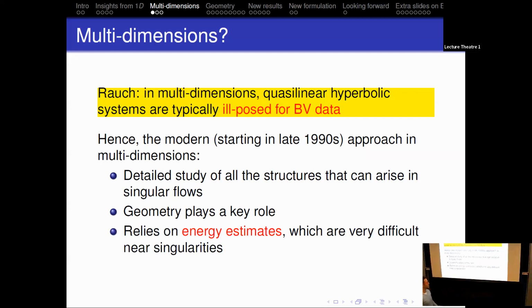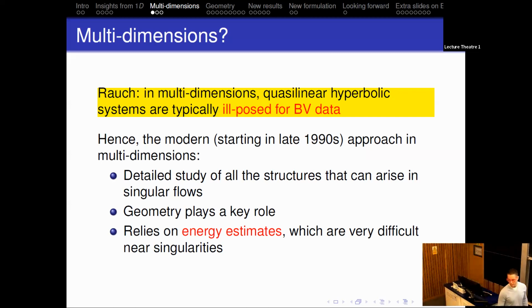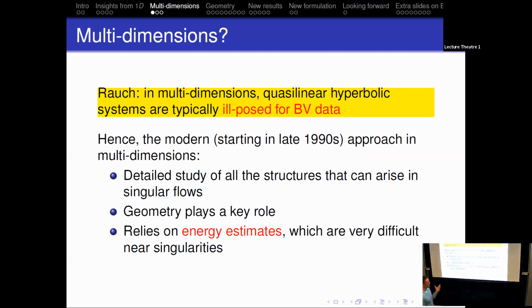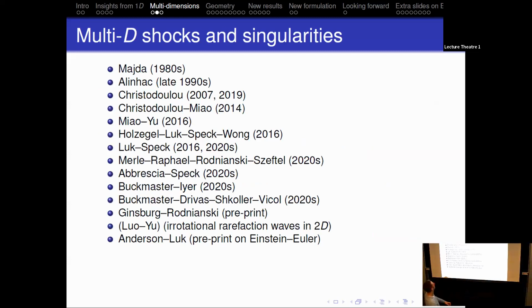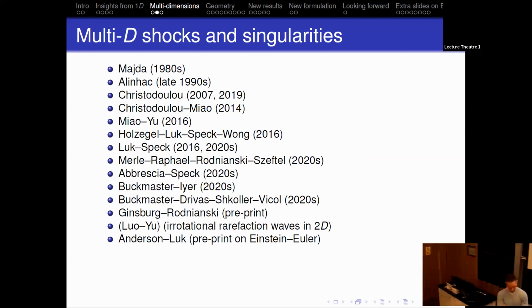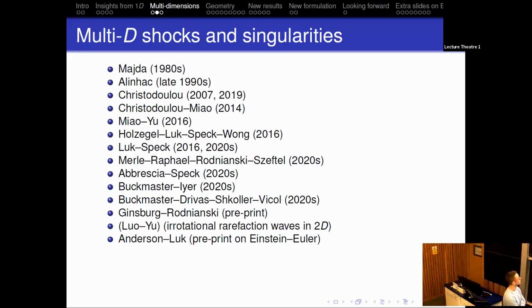And in particular, as we all know, there's no getting around energy estimates in multi-dimensions. And this leads to some big technical complications in the context of shock waves, because at the end of the day, we encounter singular energy estimates. I'll say just a little bit about this. Okay, so there have been a lot of contributions to the theory of multi-dimensional shock waves and other kinds of singularities for fluid flow.